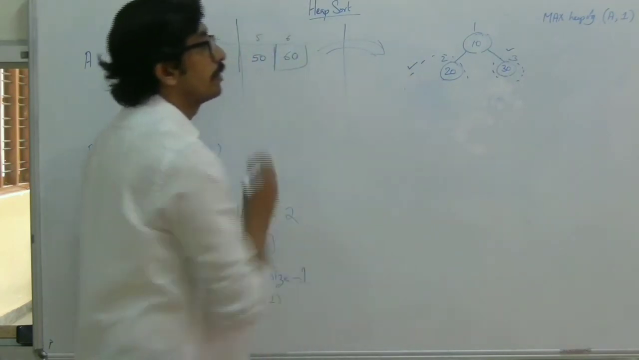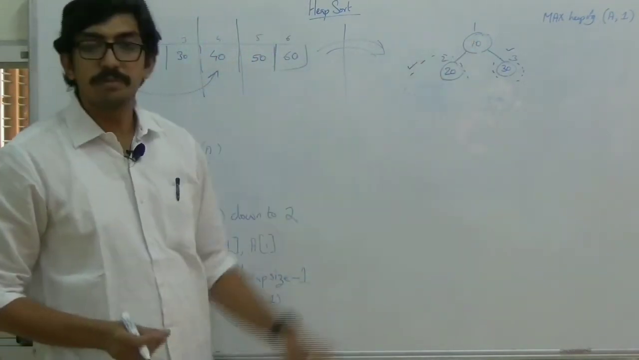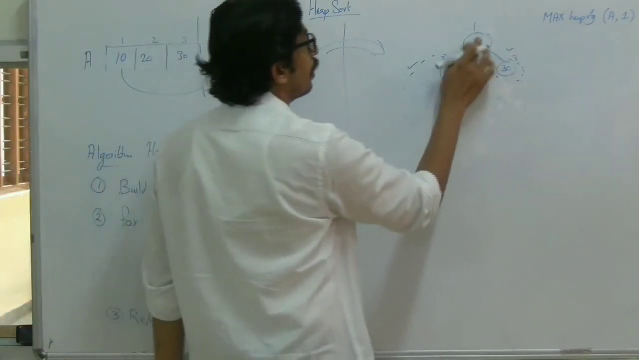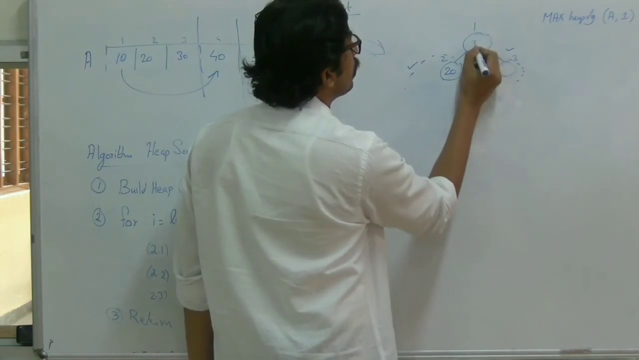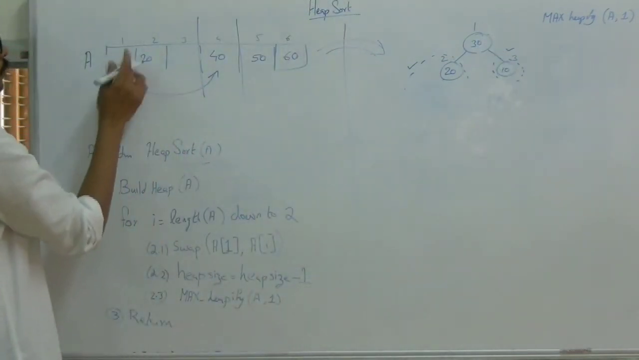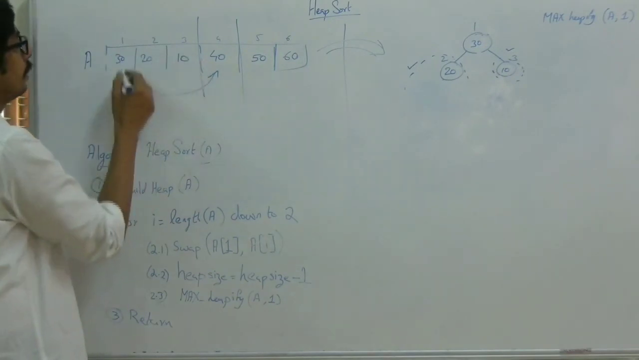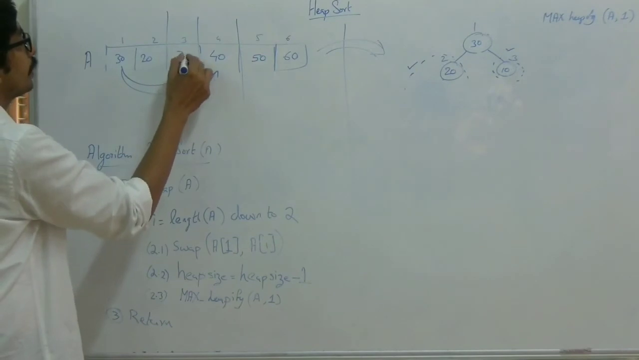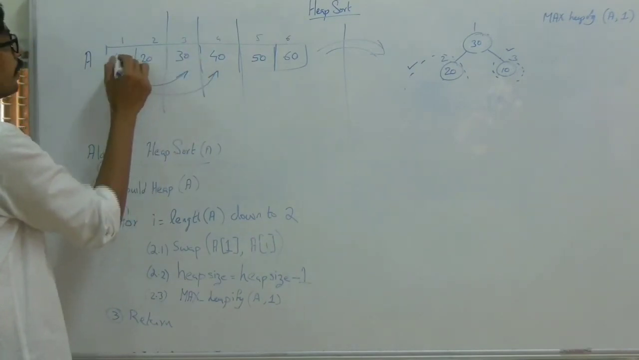So we are not considering 40 anymore. This will be our current tree. Again we will call max heapify of 1, which means 30 will be over here, that is 30 over 1, and 10 will be here. Again we will do a swap. So 30 will come over here, 10 will be over here.